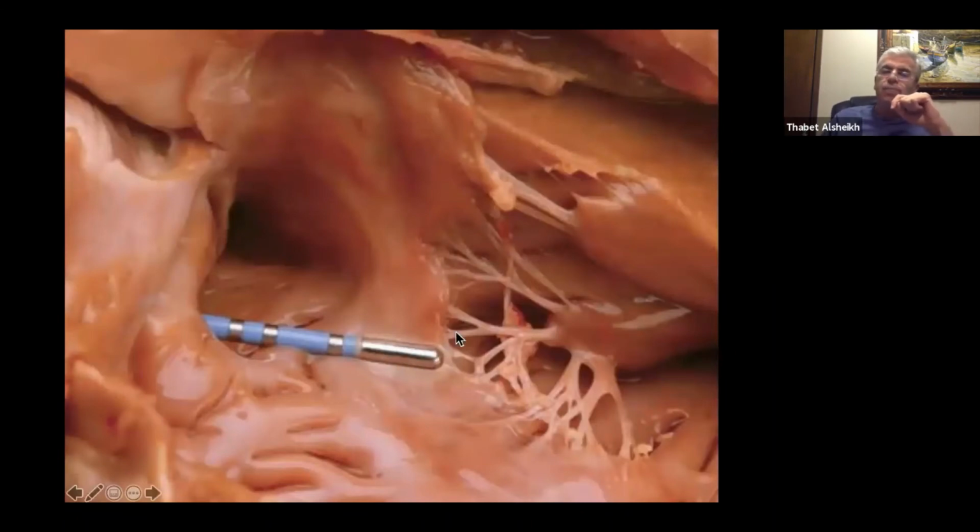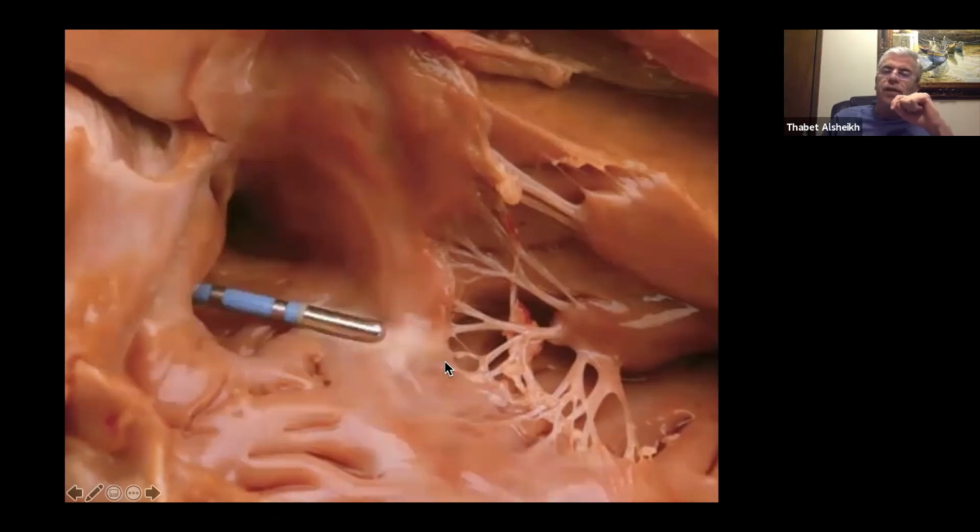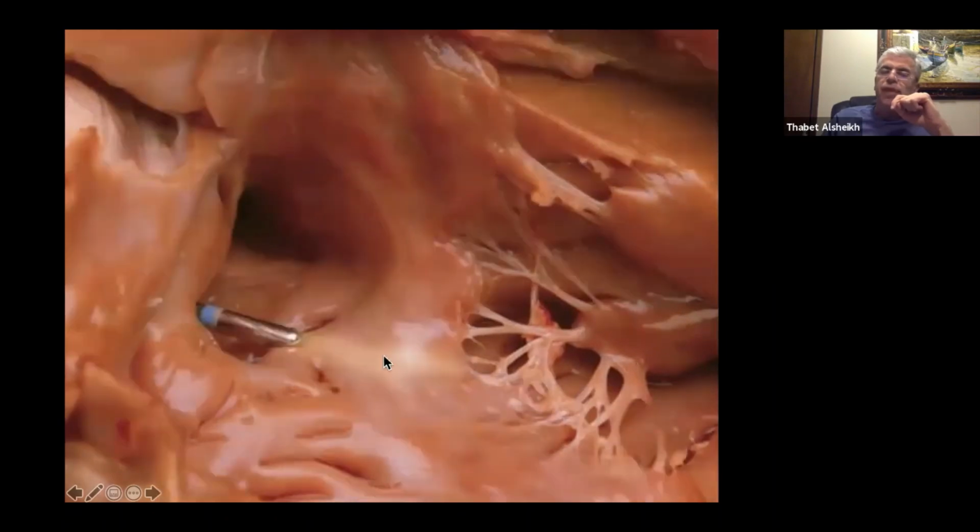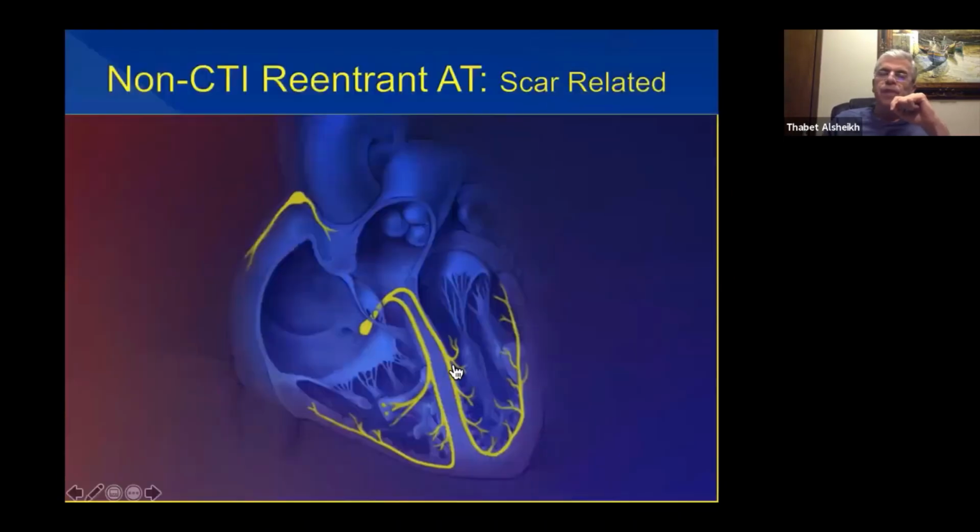This is a pig's heart. This is the tricuspid valve and leaflet and annulus here, and this is the IVC here. And the ablation catheter is drawing a line of scar between the tricuspid annulus and the IVC. And this pale area is a dead area that does not conduct electricity, and that's how the circuit stops. Now, the typical flutter uses this isthmus, what we call the cavo-tricuspid isthmus.